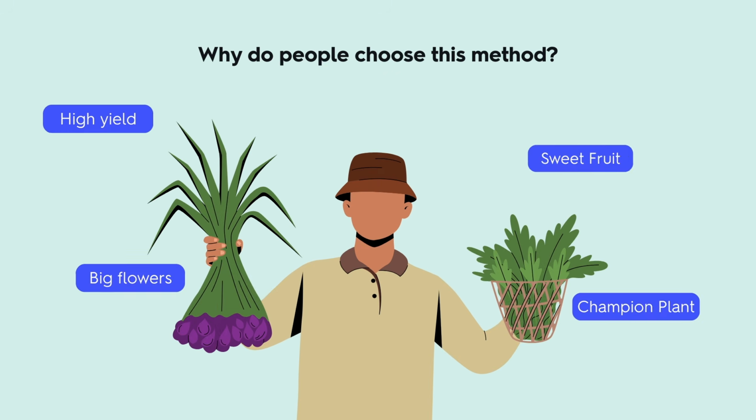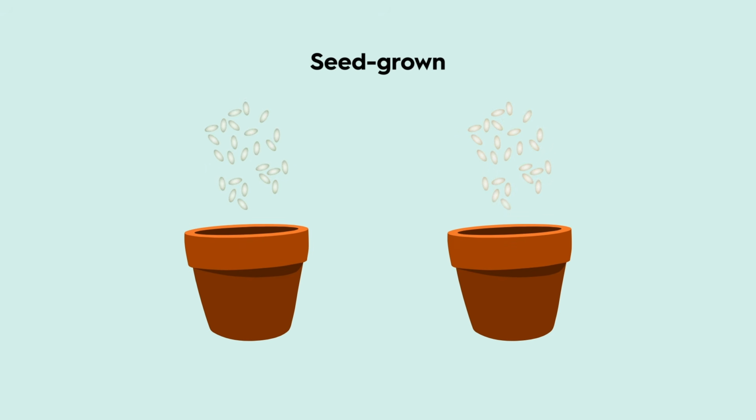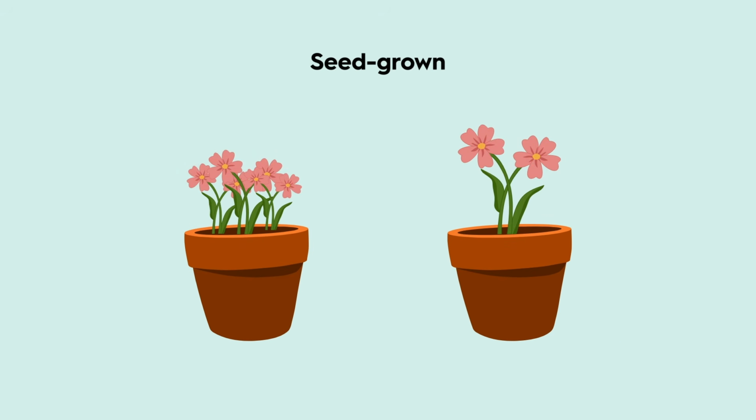Now here's the bigger question. Why do people choose this method, especially when seeds exist? One big reason is control. If you have a plant with excellent fruit, flowers, or growth rates, vegetative propagation helps you reproduce those traits reliably. By contrast, seeds can produce variation because traits can reshuffle from generation to generation.